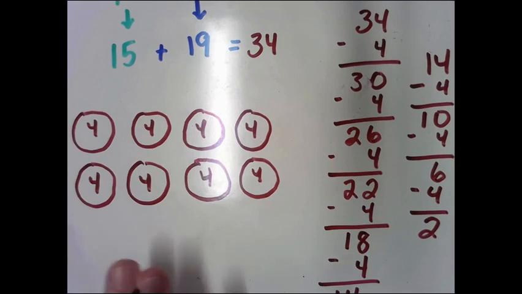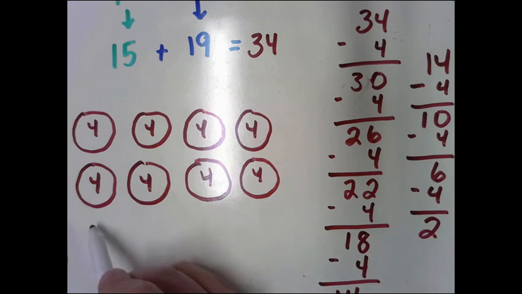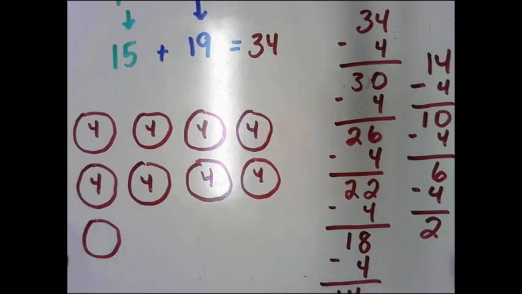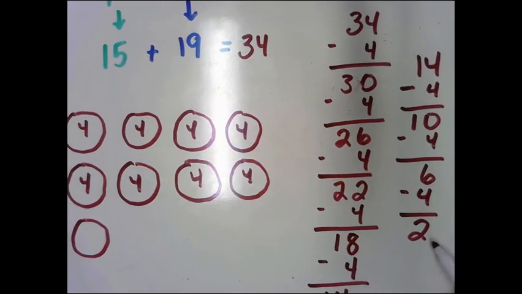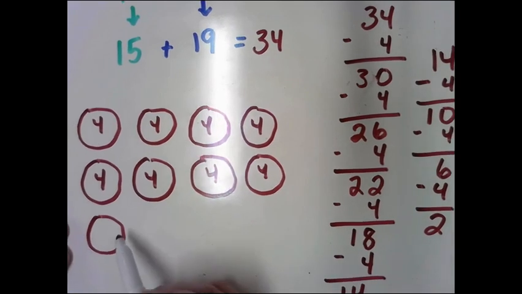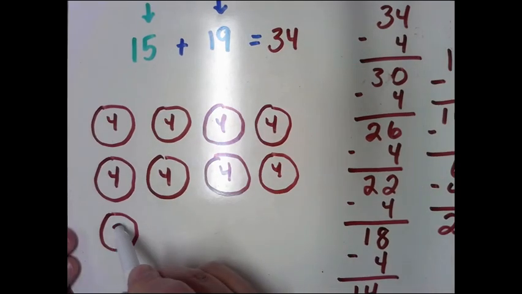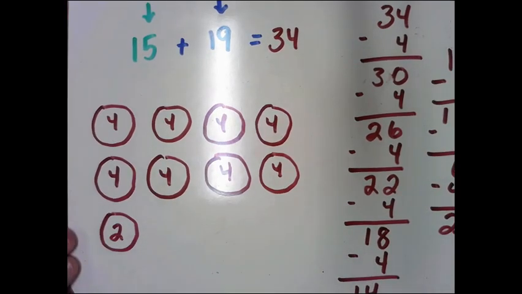Some of you might think, well, yeah, we have enough tables, but we need to take these 2 kids. We don't want to leave them standing. We have to put them at a table also. So we're going to have 1 more table, but it's only going to have 2 kids in it, right?